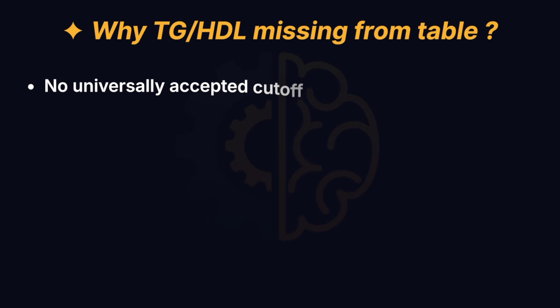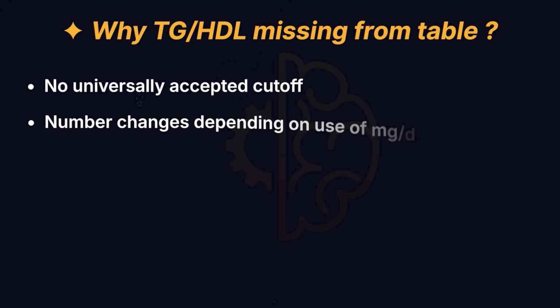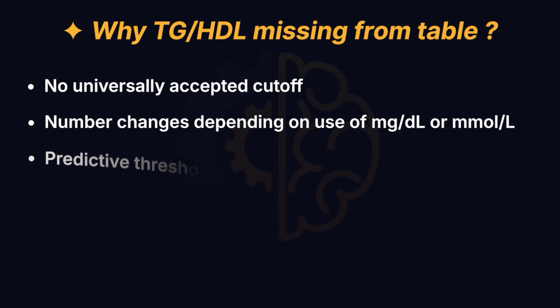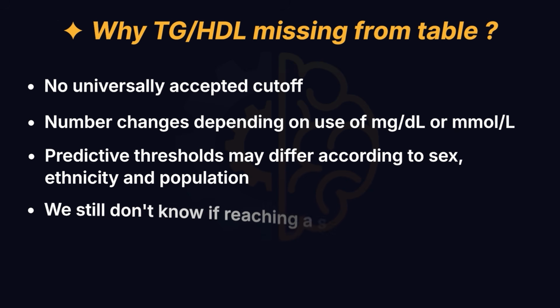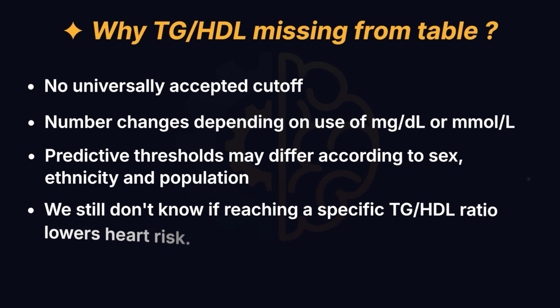There are possible explanations. First, there is no universally accepted cutoff. Second, the numerical result changes depending on whether the values are calculated in milligrams per deciliter or millimoles per liter. Third, predictive thresholds may differ according to sex, ethnicity, and population. And finally, we do not yet have randomized trials demonstrating that treating a patient toward a specific triglyceride to HDL target reduces cardiovascular events. Those are reasonable limitations, but absence from a guideline does not make a marker clinically meaningless.